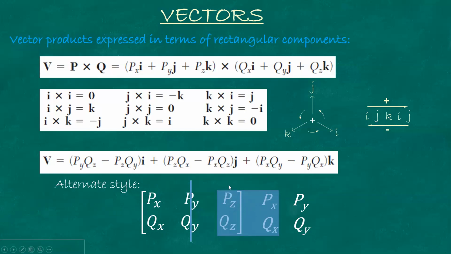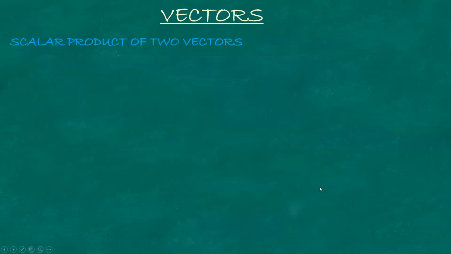And then last for K, tabunan na nimo. Then you have this one, PXQY minus PYQZ. Pwede rin gamitan nimo. Or this one. Okay na? Sige. The second one is this one, scalar product of two vectors.